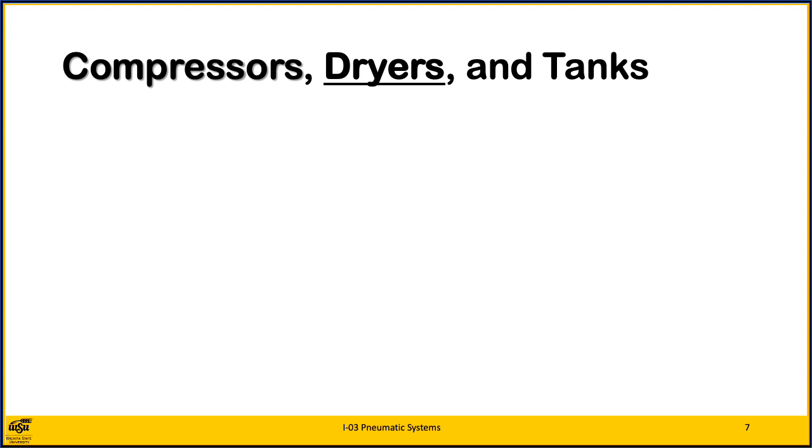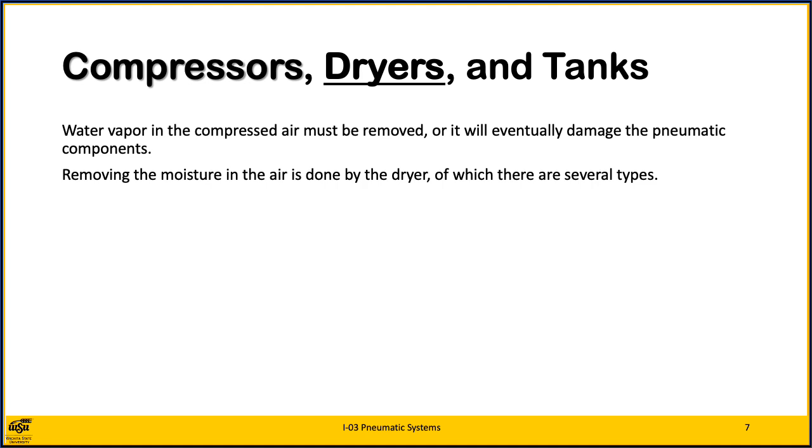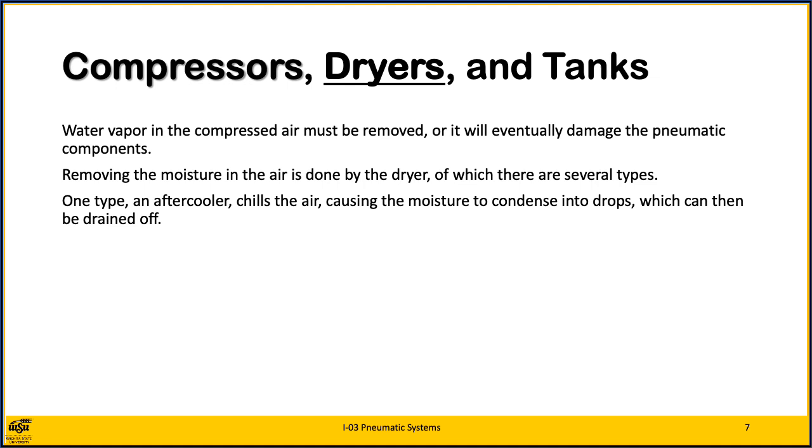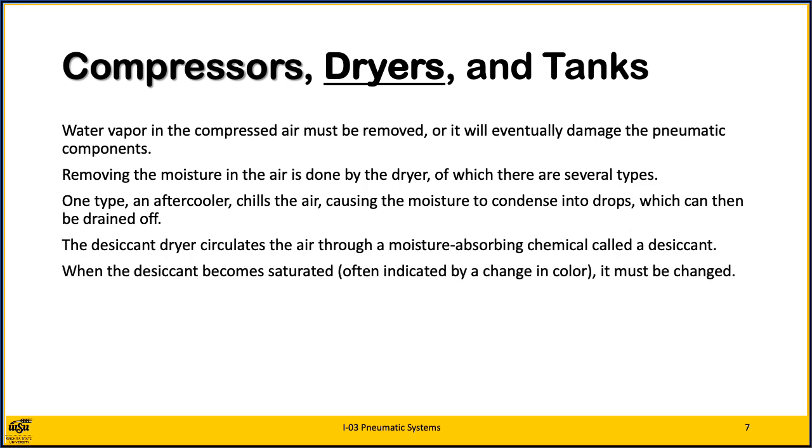Water vapor in the compressed air must be removed, or it will eventually damage the pneumatic components. Removing the moisture in the air is done by the dryer, of which there are several types. One type, an aftercooler, chills the air, causing the moisture to condense into drops, which can then be drained off. The desiccant dryer circulates the air through a moisture-absorbing chemical called desiccant. When the desiccant becomes saturated, often indicated by changing color, it must be changed.